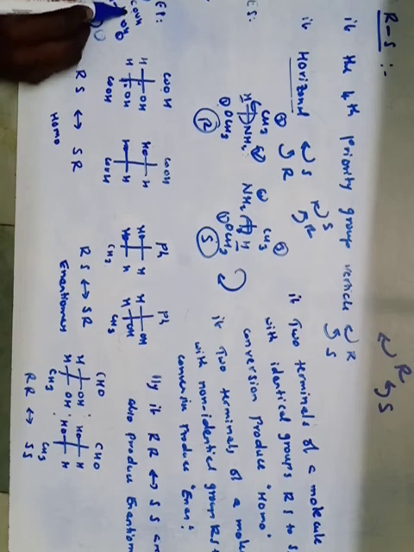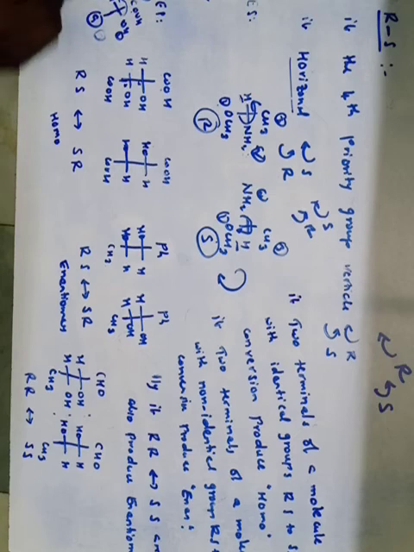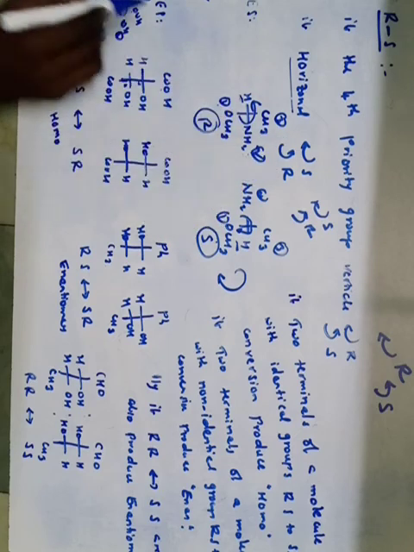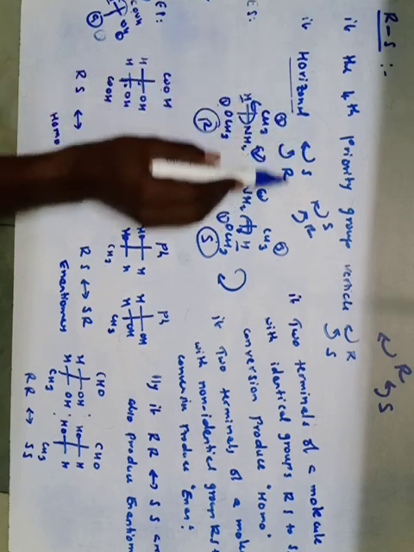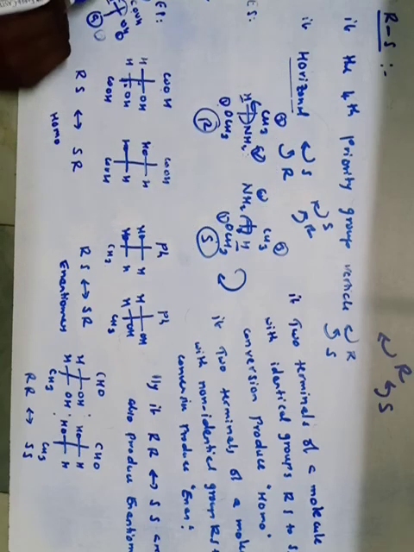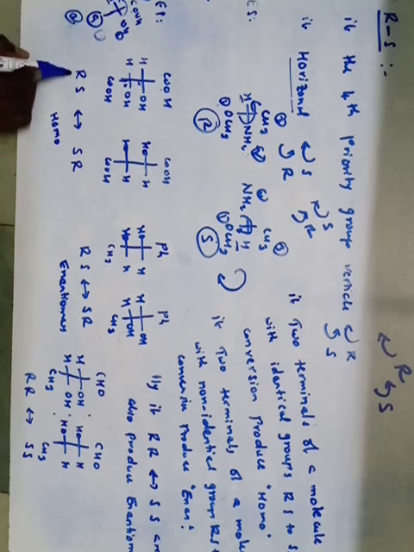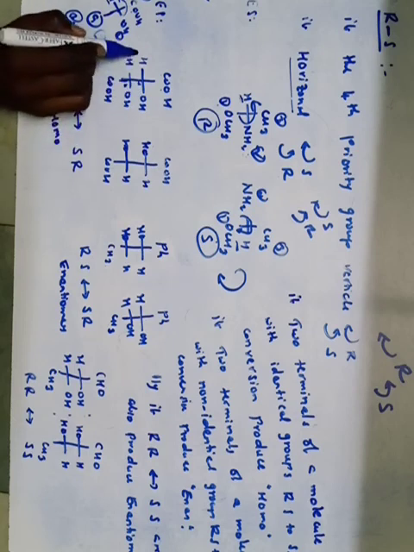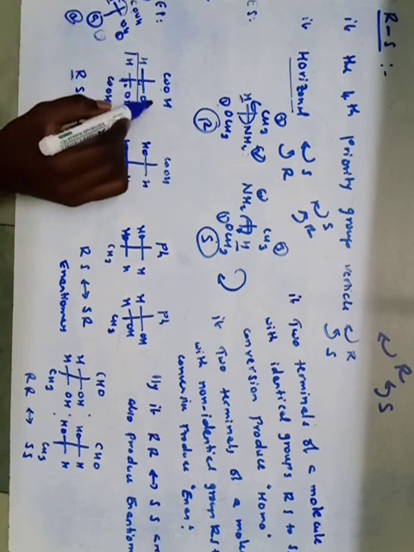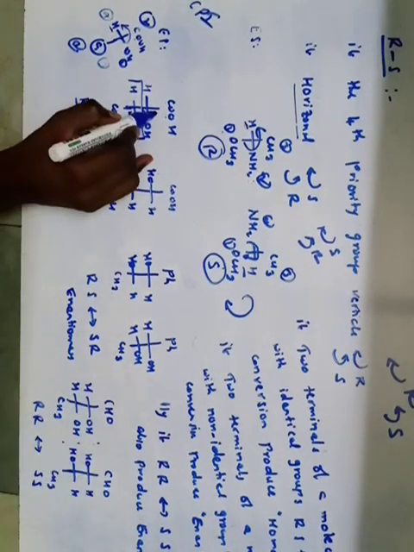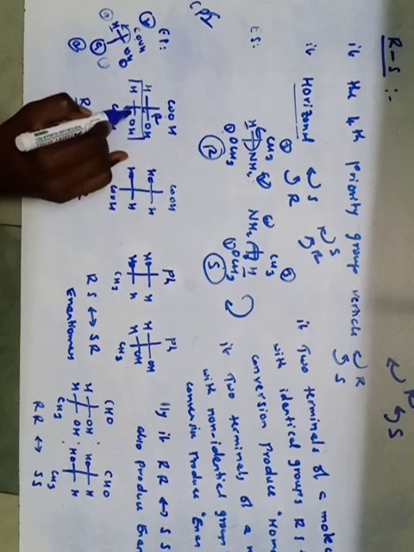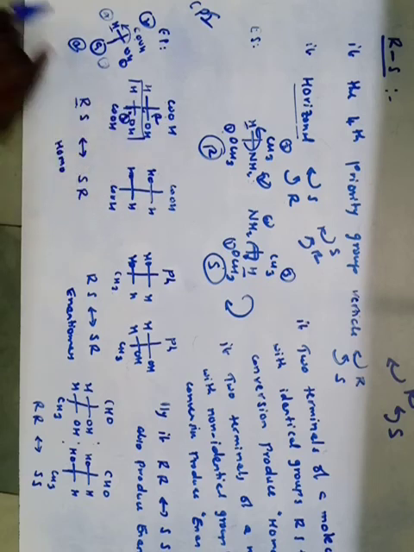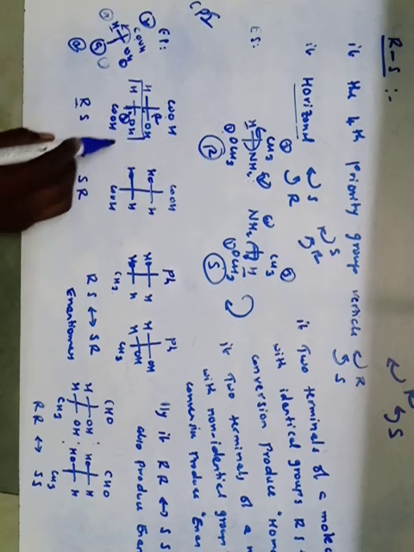So it will be like this direction, meaning anti-clockwise direction. For anti-clockwise direction, if the fourth priority group is present in the horizontal line, then it will be R configuration, right? So this is R configuration. And in addition, this is a meso compound, right? If meso compounds are present, then if this chiral carbon configuration is R, then the other chiral carbon should be S configuration, right? If you want to check it.